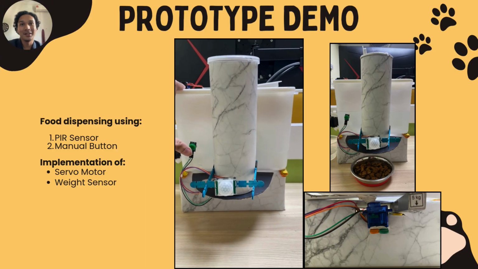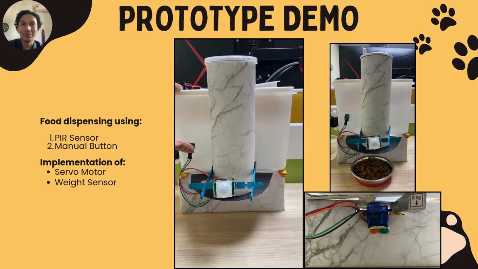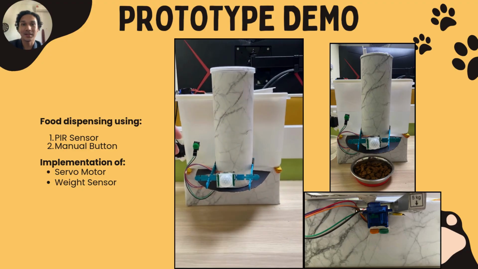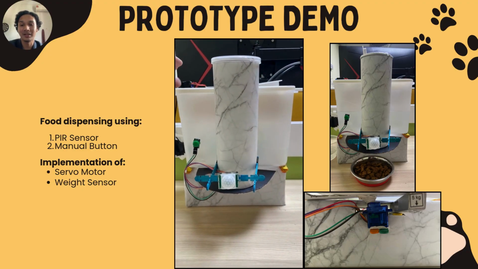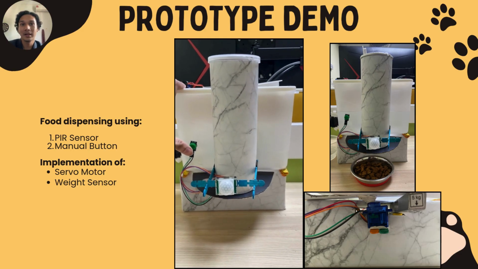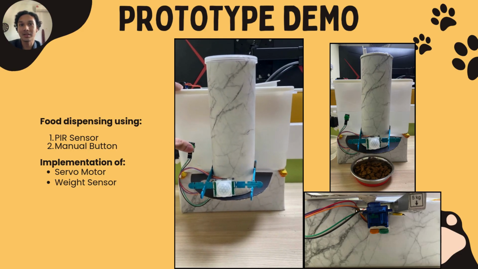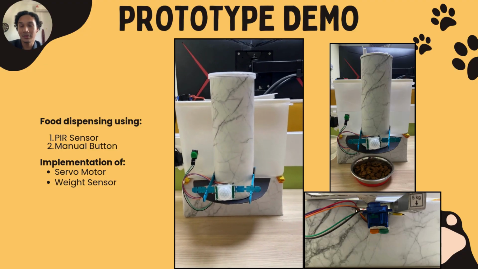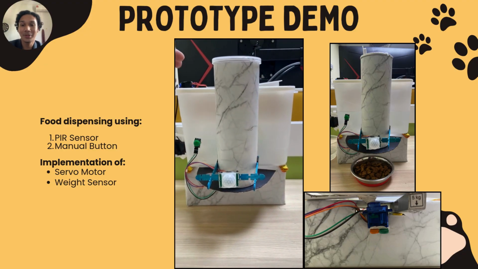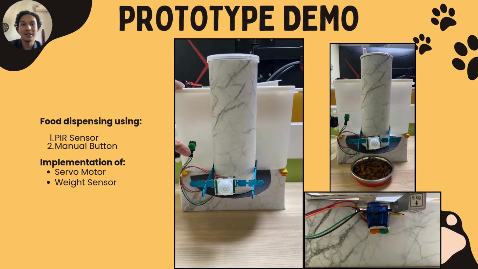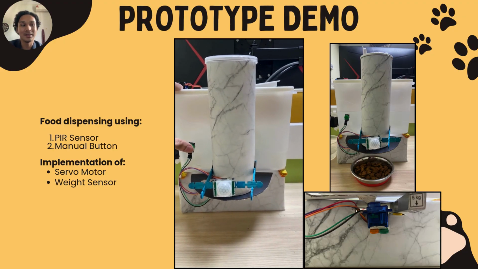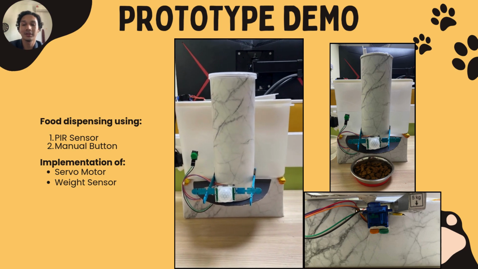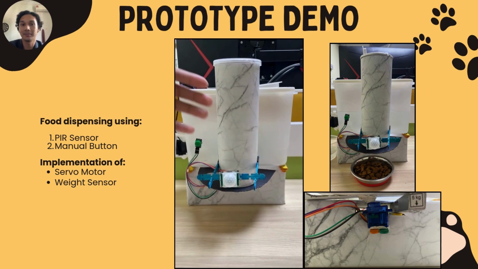When I place my hand near the PIR sensor to simulate an animal, you can see the servo motor activates and dispenses the food. The sensor has detected motion and triggered the dispensing automatically. I can also press the manual button here and the servo will activate again. This is useful for people who want to dispense the food manually. You can also see in the image on the right here, the load cell is measuring the food weight, and all of this data is being sent to our cloud through MQTT.